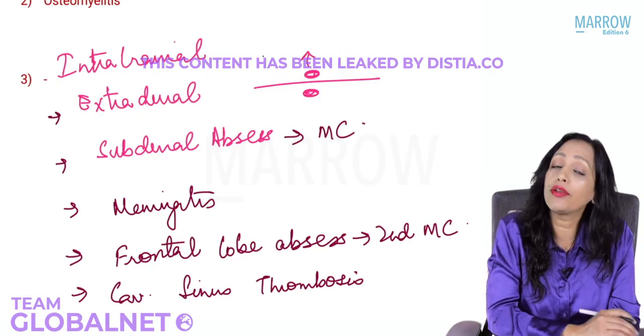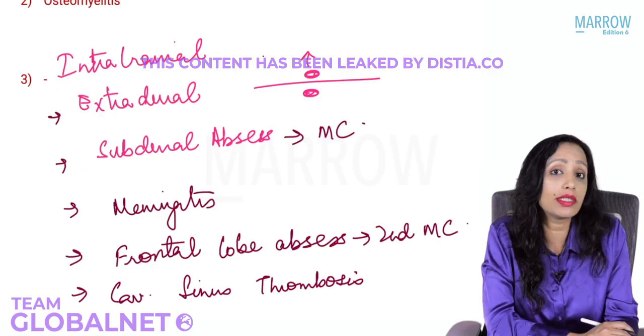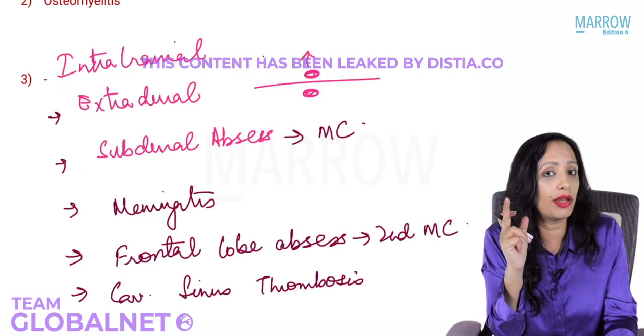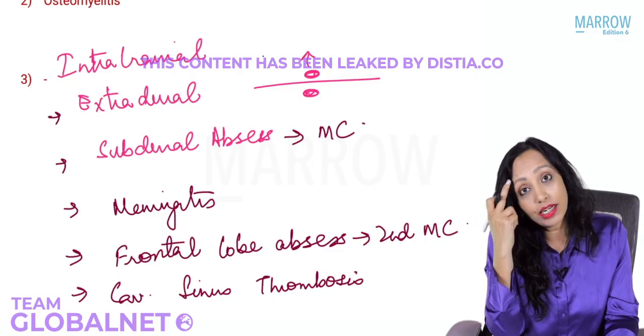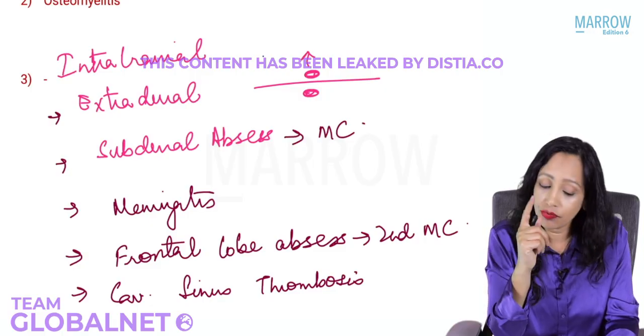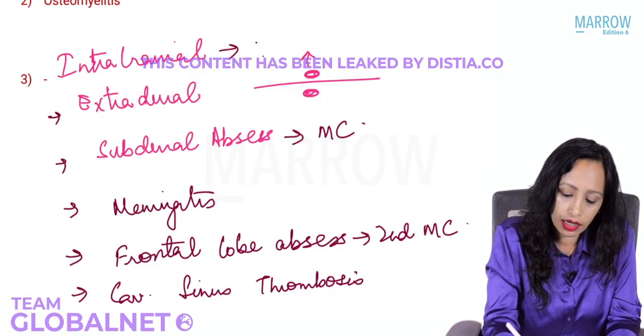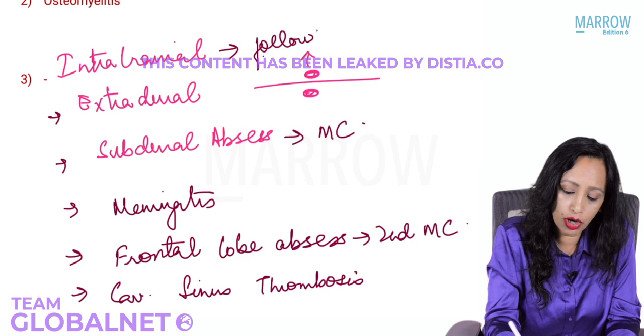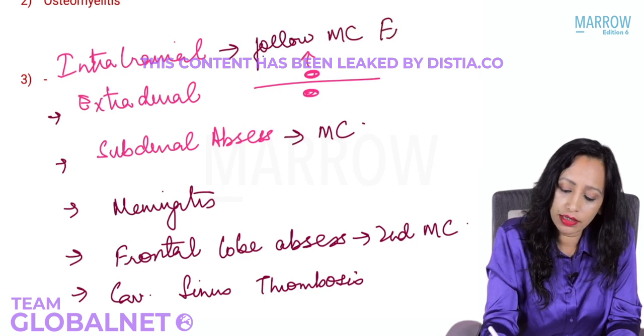And which complications occur most commonly following which sinusitis? Orbital complications occur most commonly following ethmoid sinusitis. Whereas intracranial complications, they occur most commonly following which sinusitis? Following frontal sinusitis. They follow most commonly frontal sinusitis.